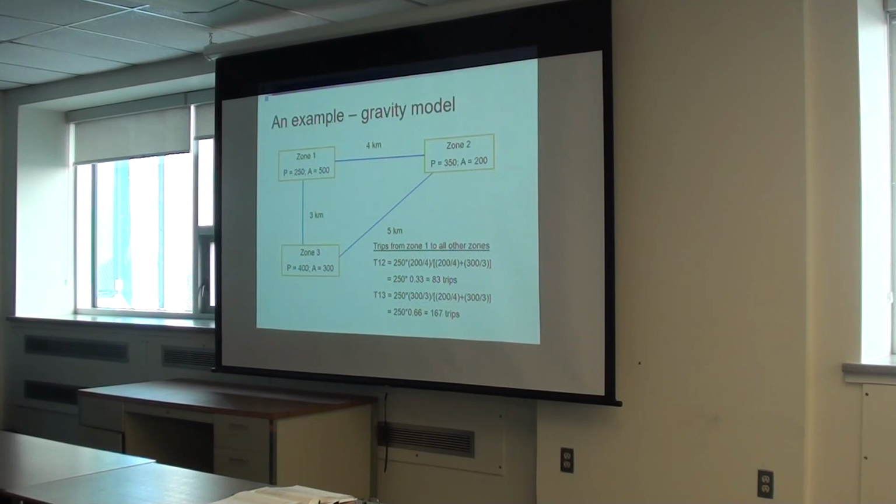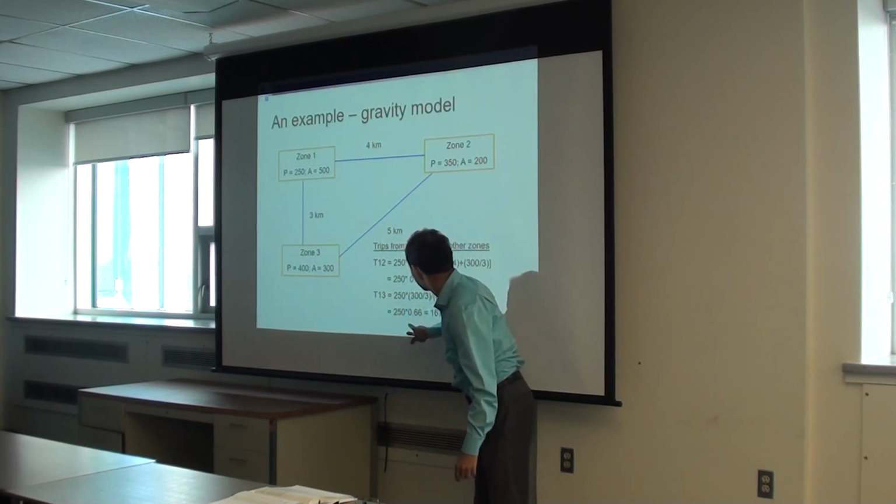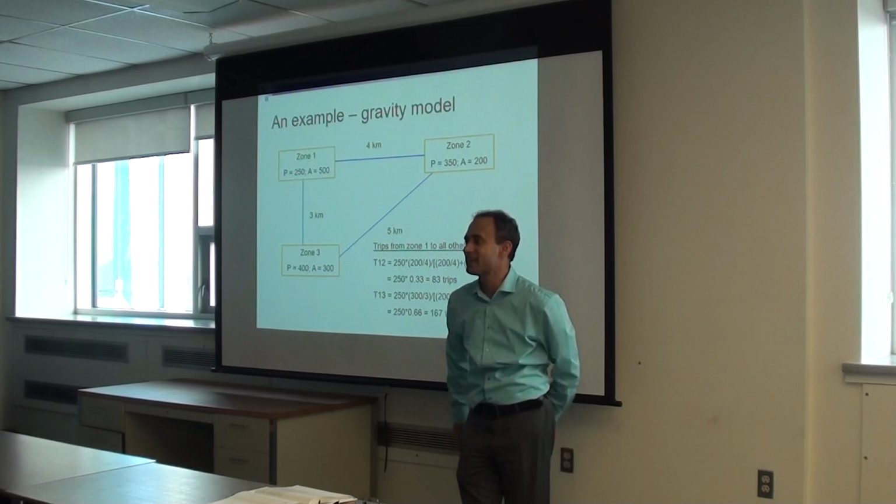So that's our percentage share, but we have to normalize. What we will do is take the summation of these two functions, 200 divided by 4 plus 300 divided by 3. This is a normalization function. So that we know from here how many trips are destined from zone 1 to 2, which is 83 trips, and zone 1 to 3 is 167.